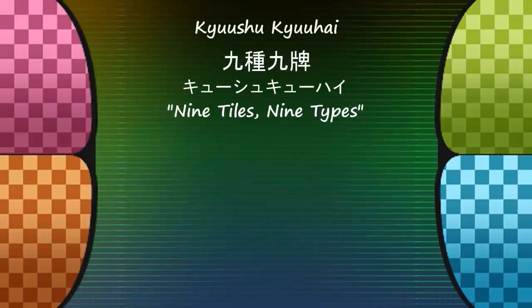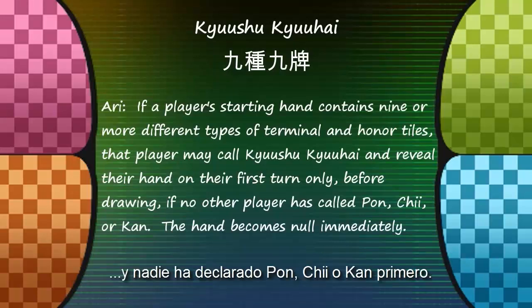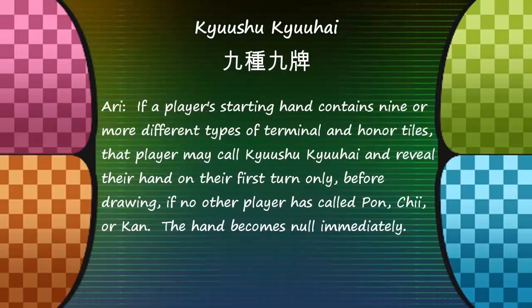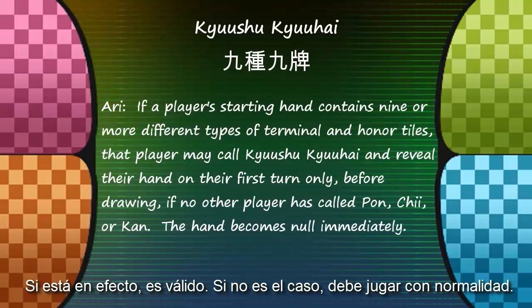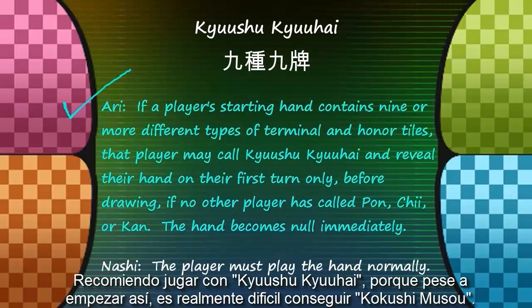Kyuushu Kyuuhai. This rule determines if a player can choose to reveal their hand on their first turn and declare a null hand immediately, if their starting hand contains at least 9 different types of terminal and honor tiles, and if no other player has called Pon, Chi, or Kan first. If valid, this action is allowed. If invalid, it is not allowed, and the player must play the hand as normal. Trying to call Kyuushu Kyuuhai in this case would be considered an illegal exposure of hand tiles, resulting in a dead hand. I recommend playing with Kyuushu Kyuuhai valid, because hey, even with a 9-tile head start, Kokushi Musou is still really hard to do.